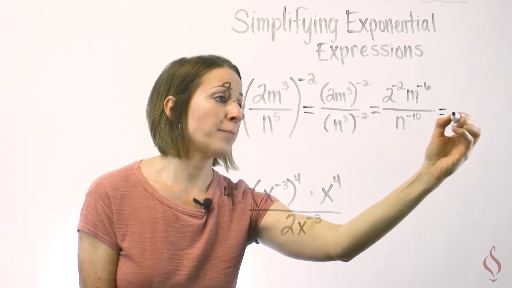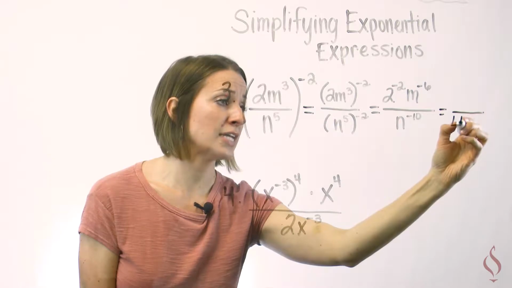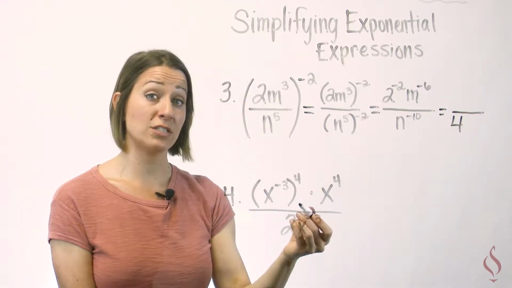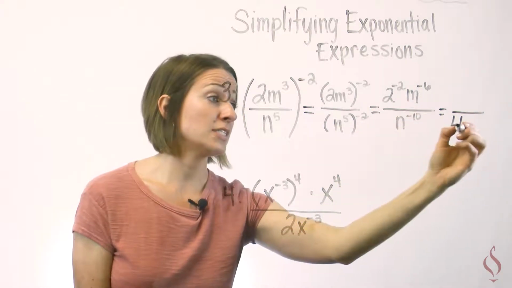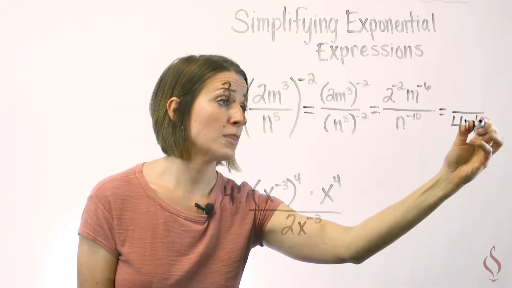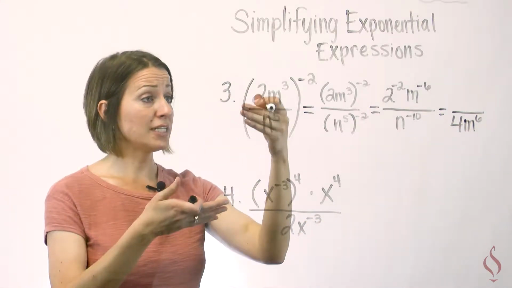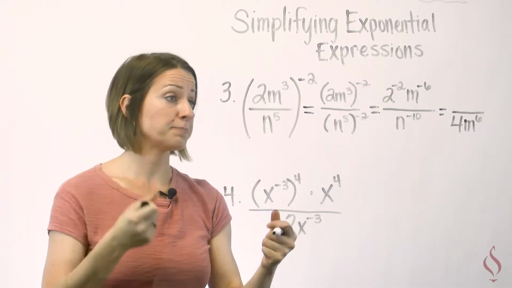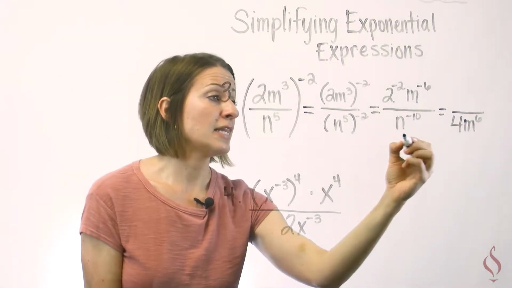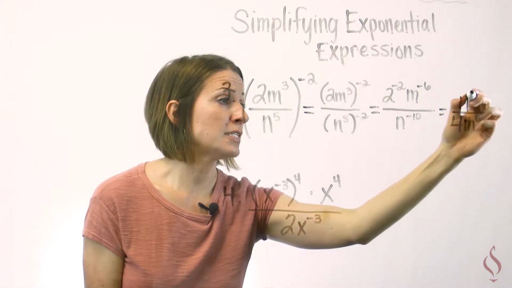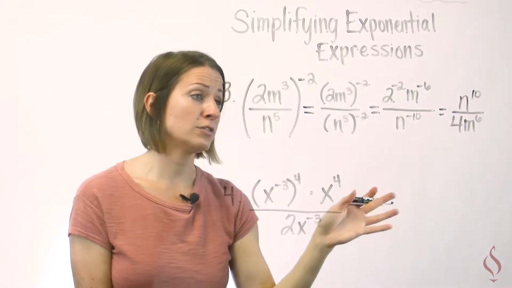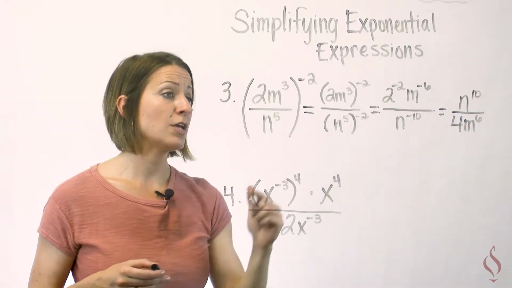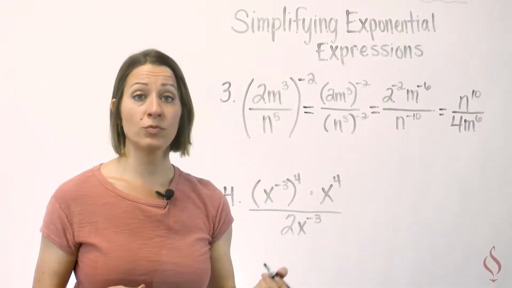So the 4 is going to go down to the bottom because it was raised to the negative 2. And so is the m to the negative 6. When it's changed to the bottom, the negative goes away. Then we're going to put the n to the 10th power, and again, we're going to get rid of the negative, but we're going to write that up in the numerator.